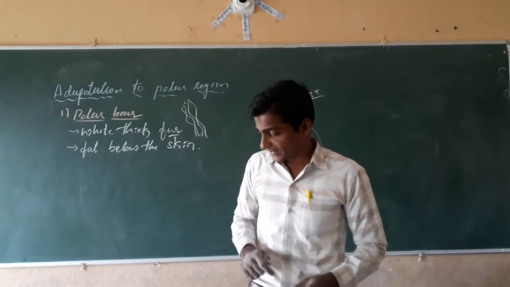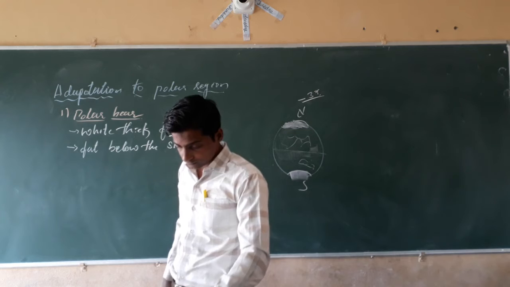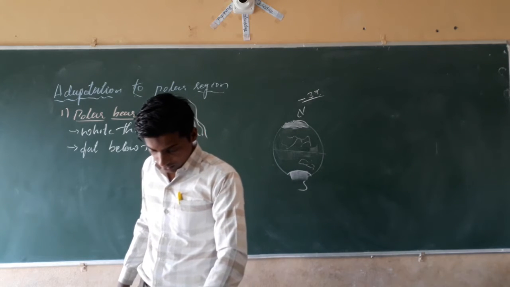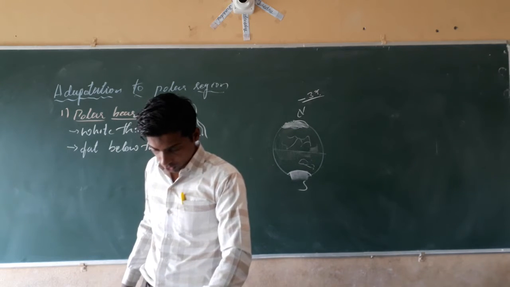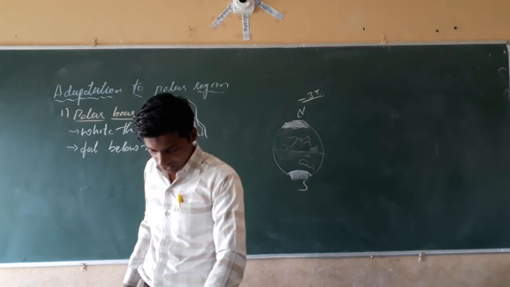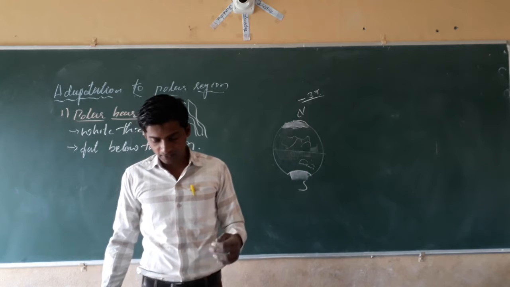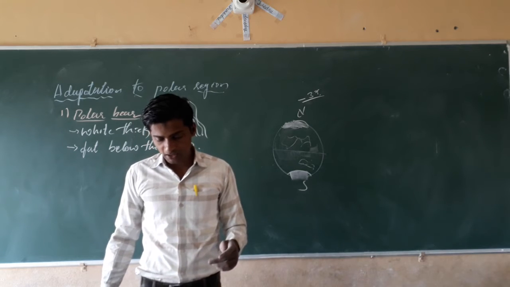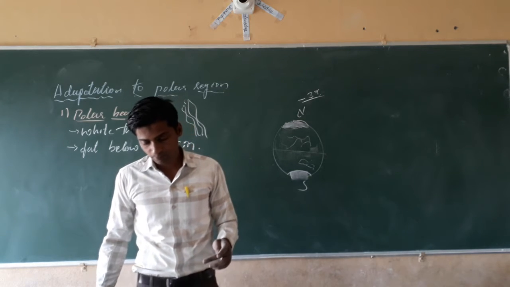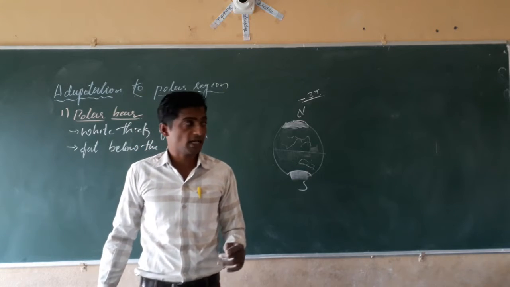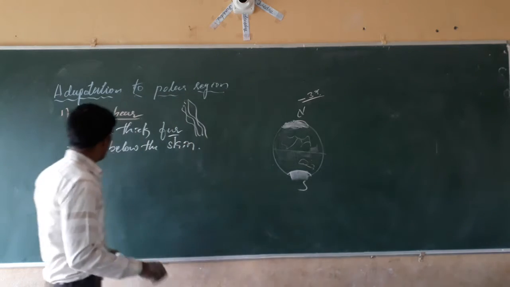The next video, students, after this one, is about heat loss from the body. Next, the color is white, to hide in the snow. Polar bear can hold their breath for a long time, and also they have white paws.